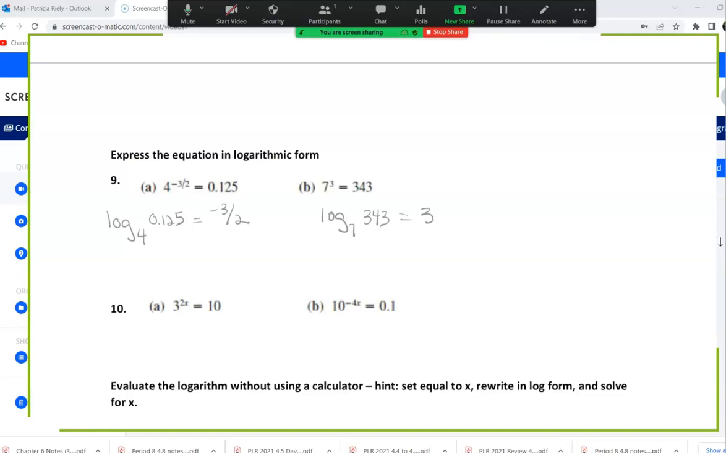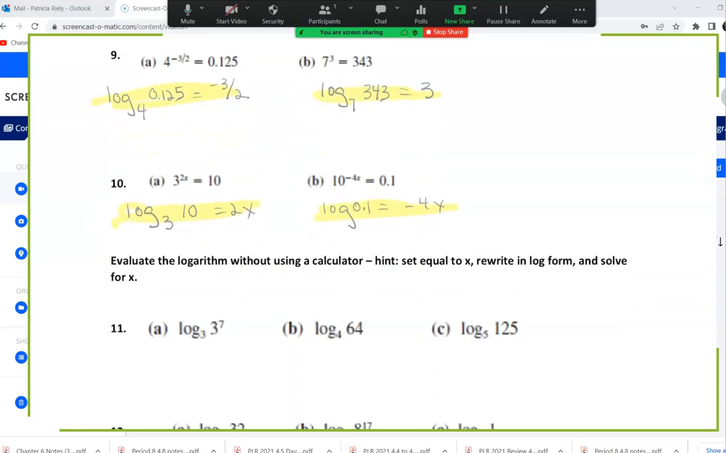Okay, this is base 3. So log base 3, logs equal exponents. And my 10 goes right there. Again, I'm not solving. I'm just rewriting the form. Okay, this is base 10, so I don't write that. I just write log only. Logs equal exponents. This is my exponent, and my argument goes right there. Okay, done. So those are just rewritten from exponential form to log form.